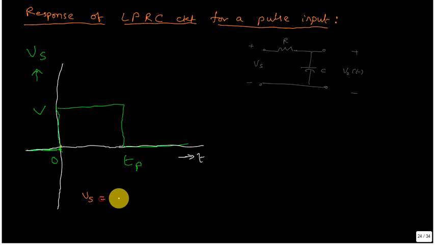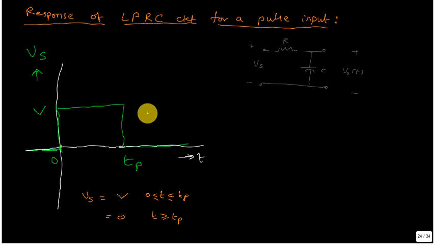Pulse input Vs is equal to V volts, constant, which you are applying for the duration t equal to 0 to Tp. Over this duration we are applying V volts as constant, and Vs is equal to 0 for the rest of the duration, for t greater than Tp. So the input signal we are applying has two cases. One is a constant voltage V applied for the duration of Tp seconds, and after that the voltage applied is again 0 volts.